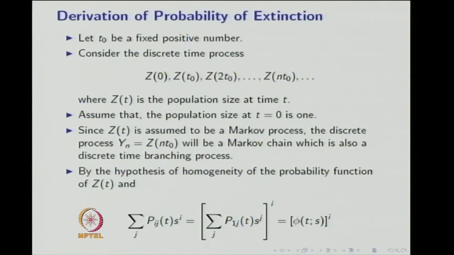Since Z(t) is assumed to be a Markov process, the discrete process Yₙ, that is nothing but Z(nt₀), will be a discrete time Markov chain, which is also a discrete time branching process, because Z(t) is a continuous time branching process. Therefore, Yₙ will form a discrete time branching process, which is also a discrete time Markov chain.